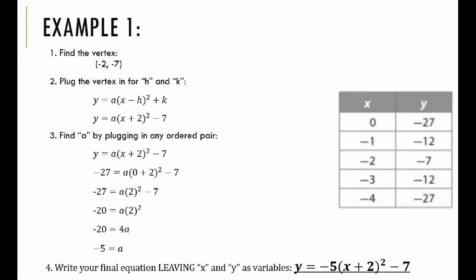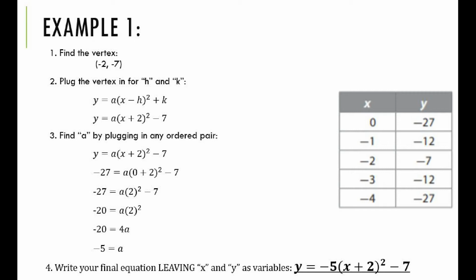Okay, so example 1. So I have a table here. When I look at my table, I notice that my graph starts to turn at the point (-2, -7). So if you look at my y's, you see how it goes from -27, -12, then down to -7. Then back up to -12, -27. So that tells me that (-2, -7) must be my vertex, because -7 is the smallest y. That's my minimum. That's where my graph is turning.